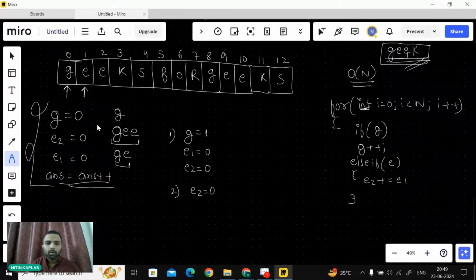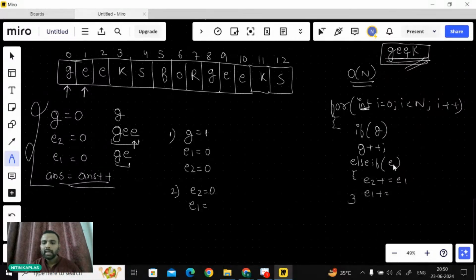Because here you have G double E, E2, but E1 is GE. If you are encountered with E, just ask your E1, are you fulfilled? They tell no, I am not yet. Okay, so it means I am 0 right now, right? So what is E1? E1 will always increment when E came, right?